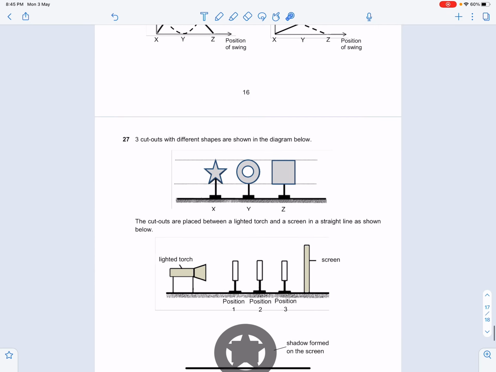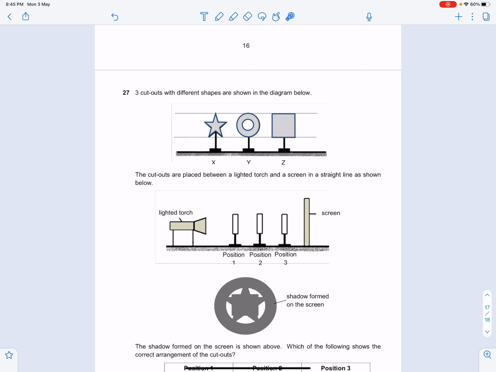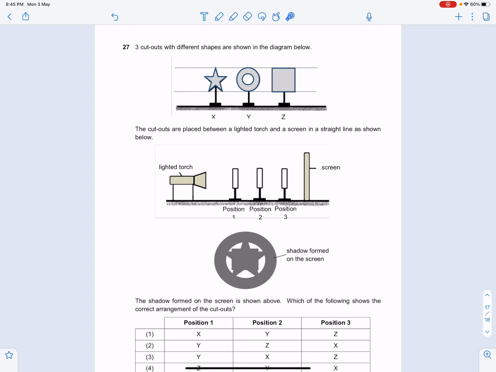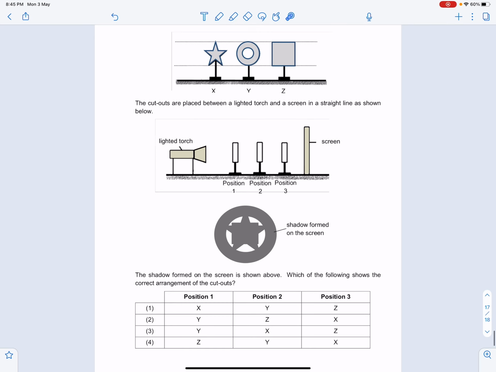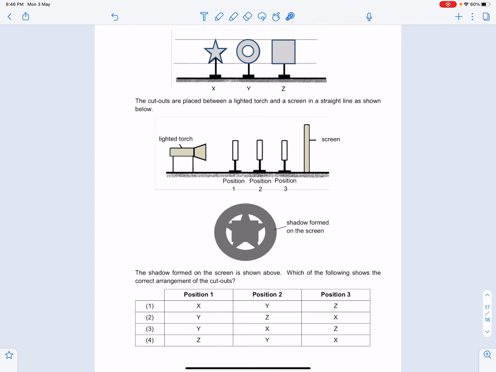Now, moving on to 27. You have 3 cardboard cutouts with different shapes as shown in the diagram below. The cutouts are placed in front of a lighted torch in a straight line as shown. The shadow on the screen is shown above. Which of the following shows the correct arrangement of the cutouts?